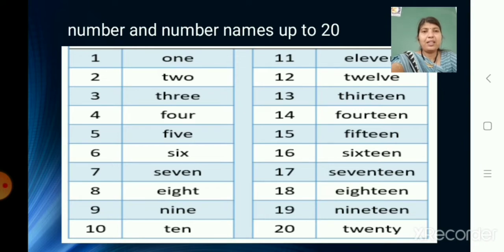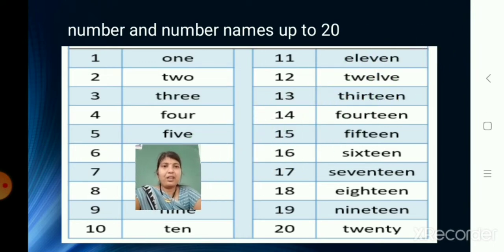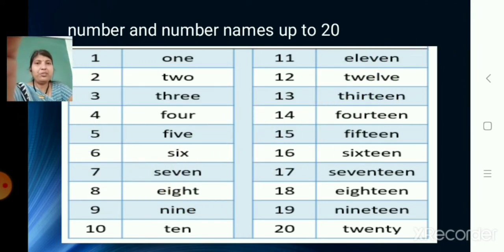7, S-E-V-E-N, 7. 8, E-I-G-H-T, 8. 9, N-I-N-E, 9. 10, T-E-N, 10. Now we are going to see the numbers up to 20.